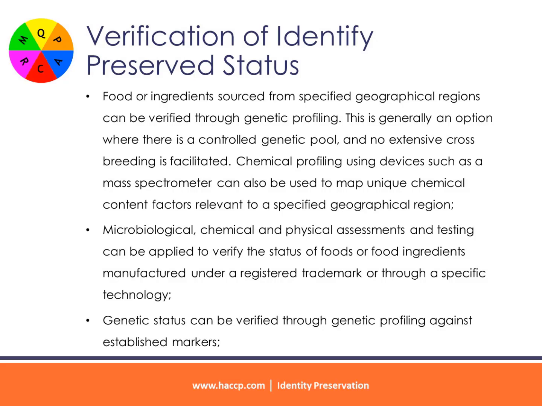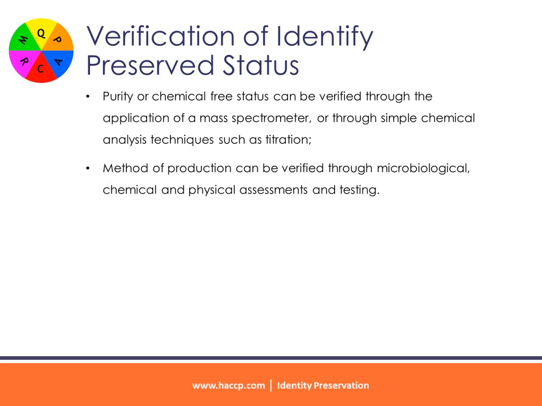Genetic status can be verified through genetic profiling against established markers. Purity or chemical-free status can be verified through the application of a mass spectrometer, or through simple chemical analysis techniques such as titration. Method of production can be verified through microbiological, chemical and physical assessments and testing.